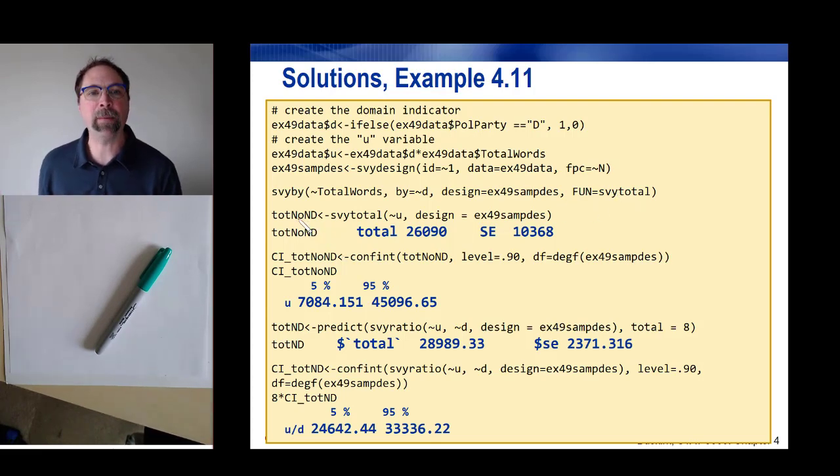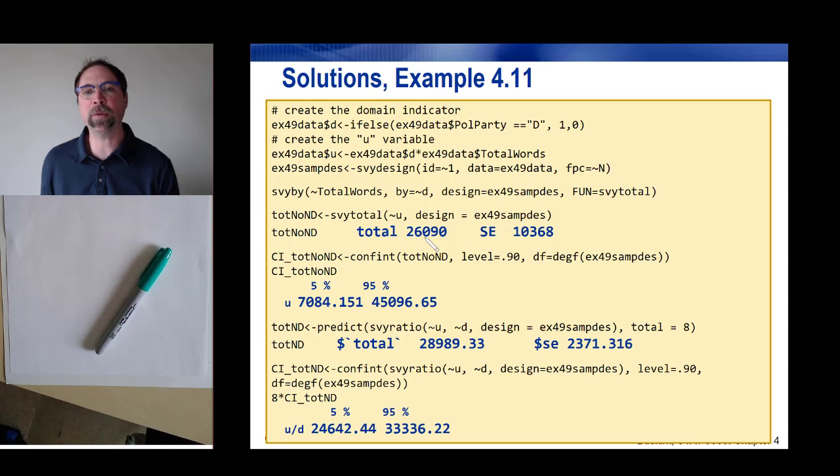So if I assume that I have no estimate for the population size of the domain, or the number of Democrats in my population, I can use survey total here, and then the tilde u, and then the design, etc. Now remember, this is the no N_d case, so I'm going to use the capital N times U bar as my estimate. So the capital N is already implicitly specified here because of the survey design object.